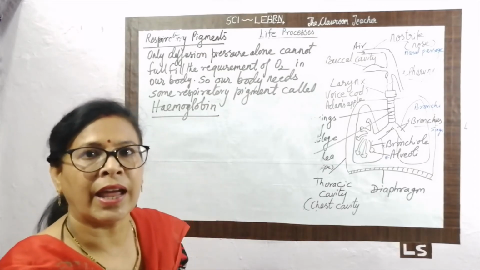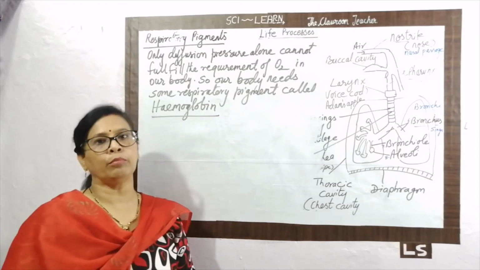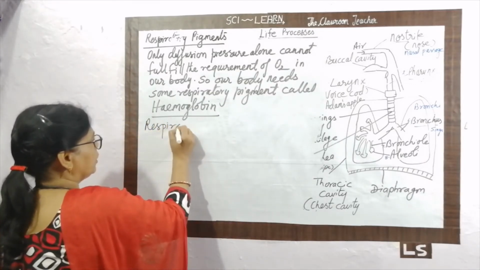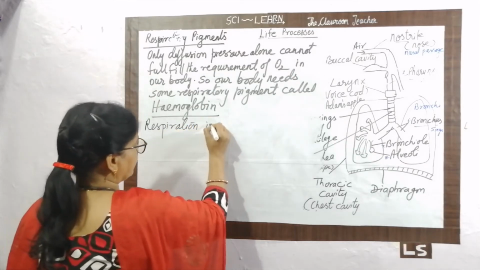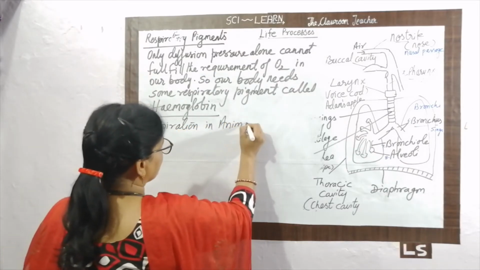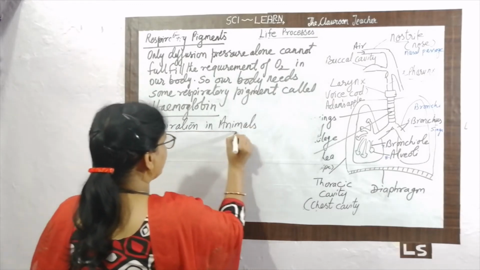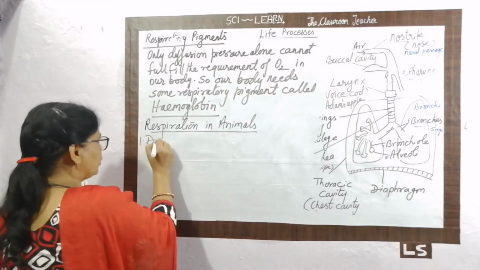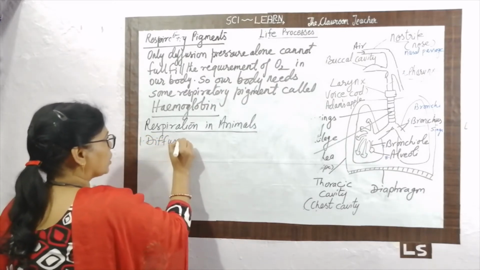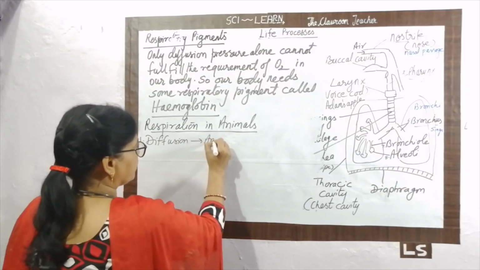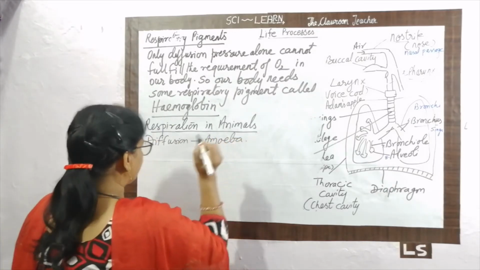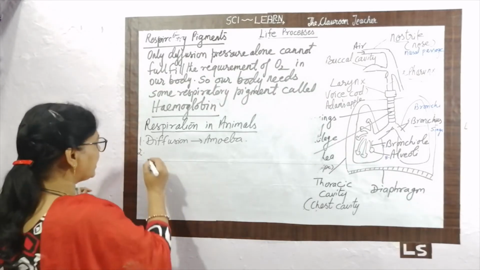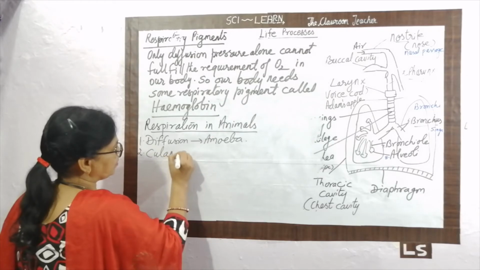Various animals contain different modes of respiration. Take a little look here also: respiration in animals. It also increases your general knowledge. Various animals and the mode of respiration present in them. First is respiration through diffusion. All the lower organisms such as amoeba and paramecium show the respiratory mode called diffusion. The second type of respiration is cutaneous respiration.